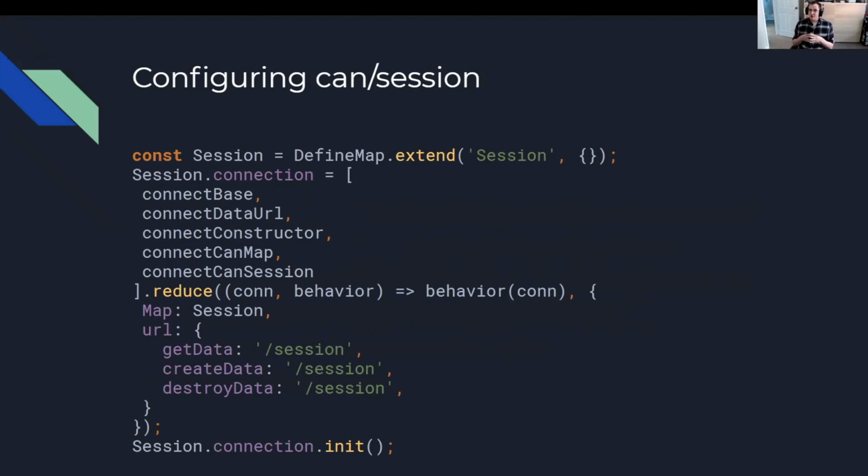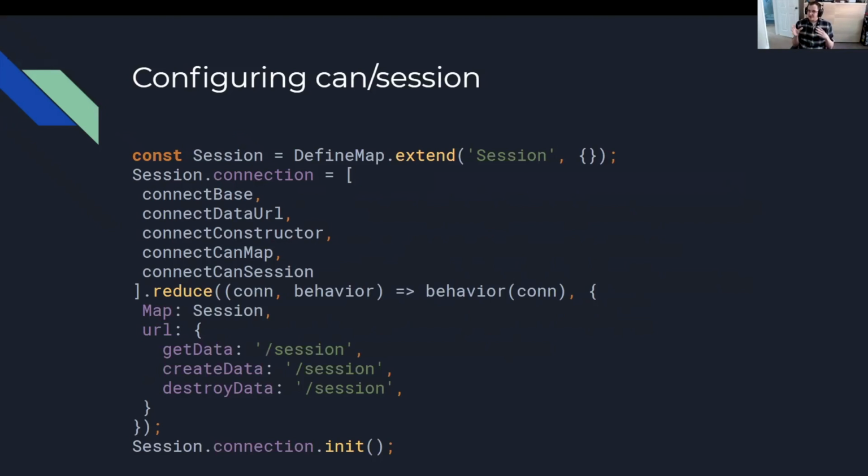The important parts to note here are the array of behaviors and the options object that's passed as the second argument to reduce. So these behaviors are the building blocks of a can-connect connection. The base behavior takes the connection options object as an argument and returns a basic connection. The rest of the behaviors take a connection as their argument, add their functionality to it, and return a connection. So the reduce function is just applying these behavior functions in order, starting with the base on top of the options.